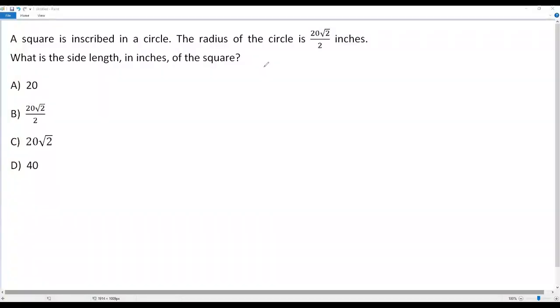Here we have a SAT math problem. Okay, let's go to the question. A square is inscribed in a circle. The radius of the circle is 20 times square root of 2 over 2 inches. What is the side length in inches of the square?